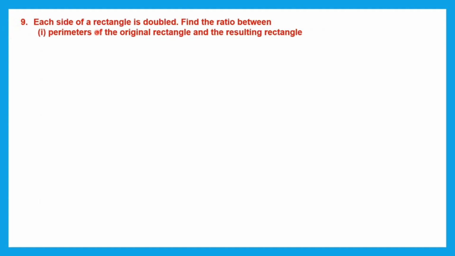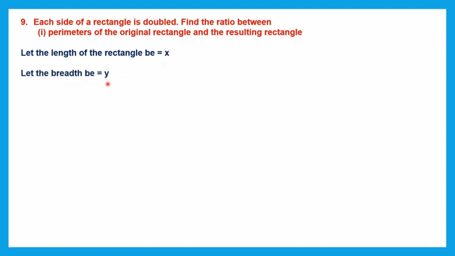Question 9. Each side of a rectangle is doubled. Find the ratio between, first, the perimeters of the original rectangle and the resulting rectangle. So we have an original rectangle and the resulting one is one in which each side of the rectangle, the original one, is doubled. So let's consider the length of the rectangle, that is the original one, to be x. So let the breadth be y.